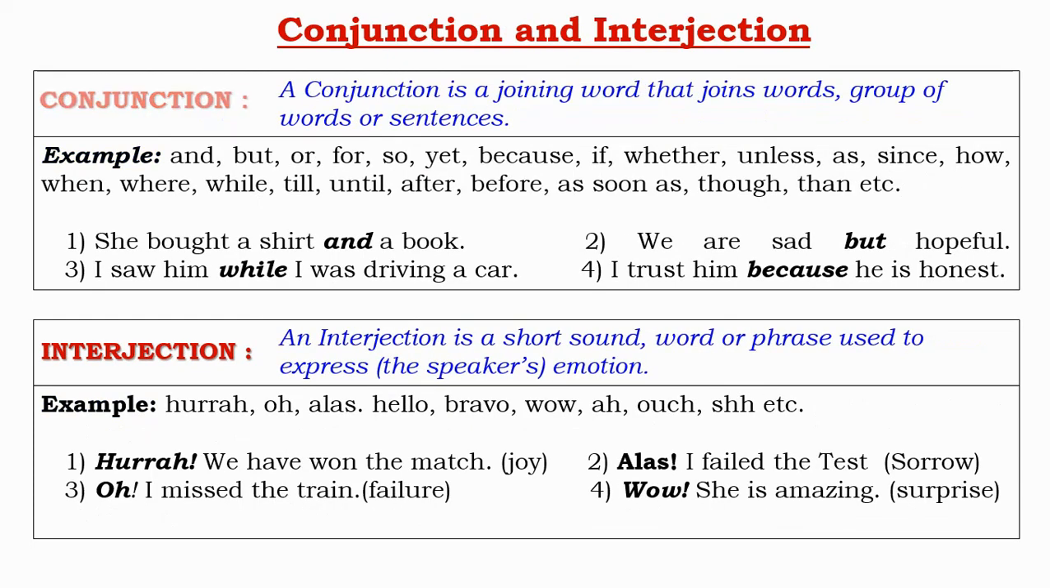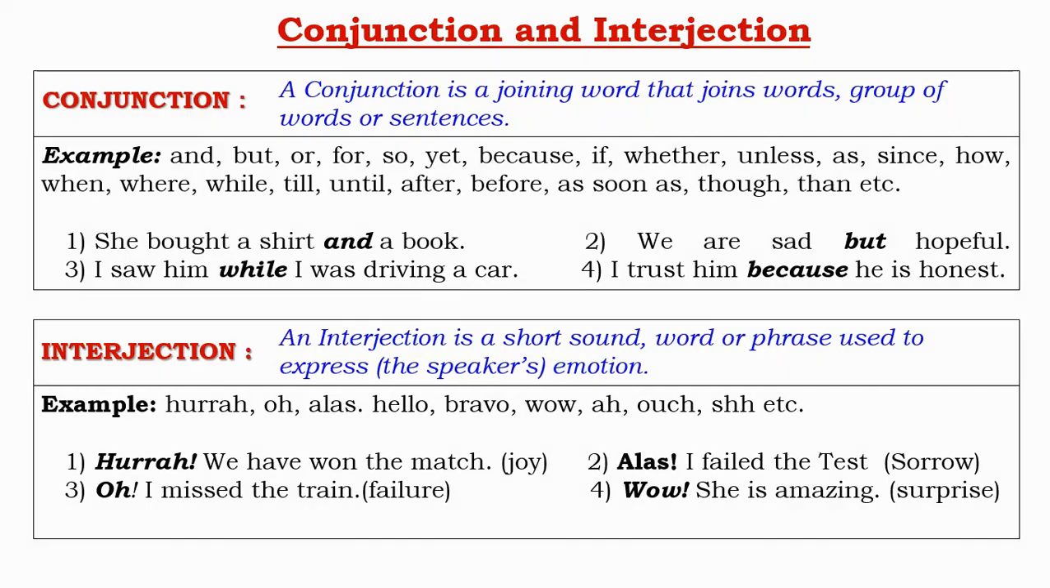Next, conjunction. Conjunction words are joining words that join words or sentences. For example, and, but, or, for, so, yet, while, etc. For example, she bought a shirt and a book. We are sad but hopeful. I saw him while I was driving a car. I trust him because he is honest. Here you can see the words and, but, while, and because are the conjunction words used in the sentences.